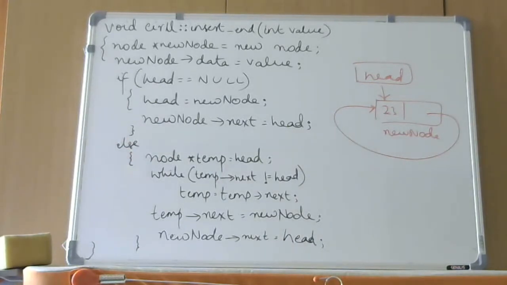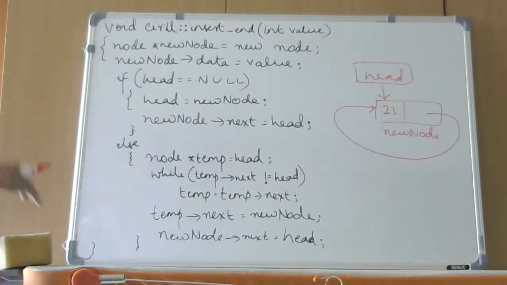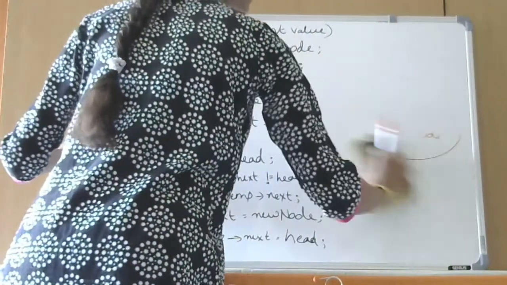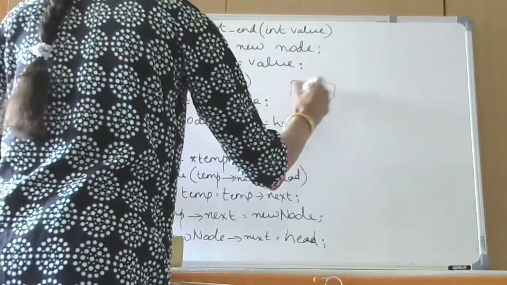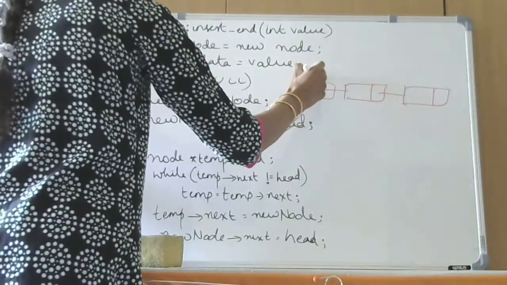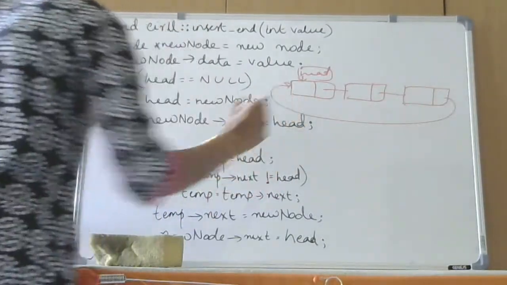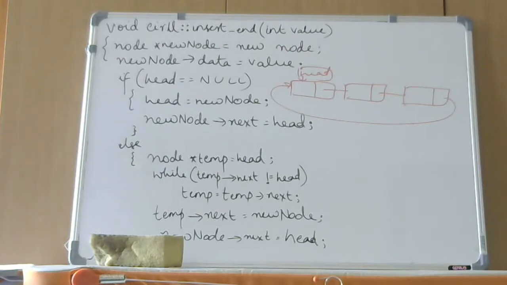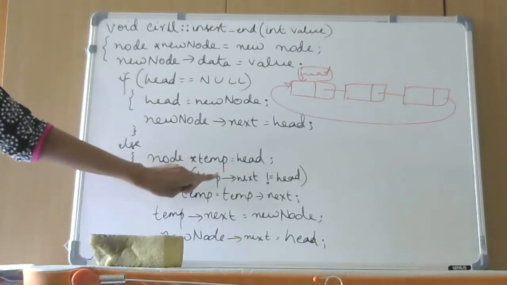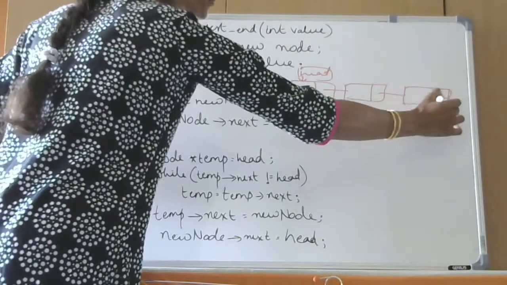Now, if the list is not empty, that means I have so many nodes and I want to insert at the end. So I am taking a pointer called temp. I am initializing it with head. I already told you how we can do that. This is head. It is pointing to the first node. I am having it like this. You can refer, I had already told all this. While temp of next is not equal to head. I want to insert at the end, so I have to come up to this location.